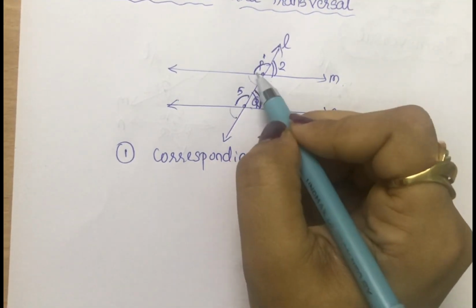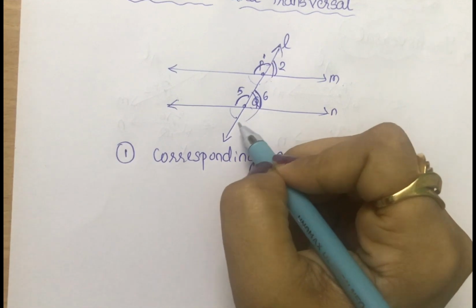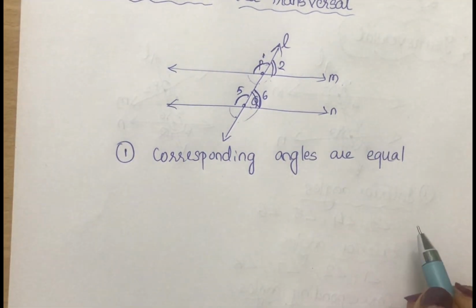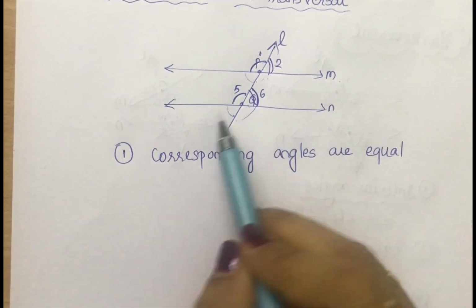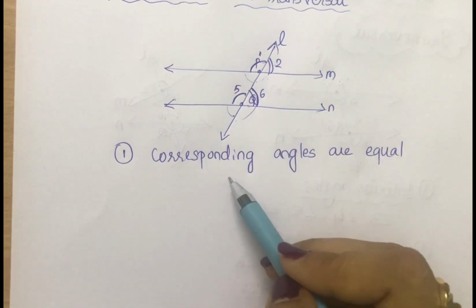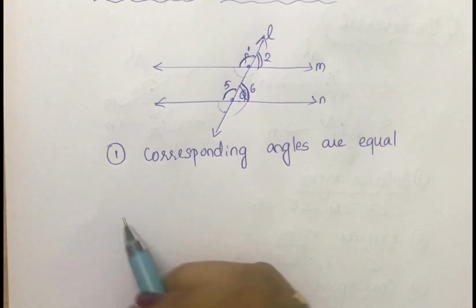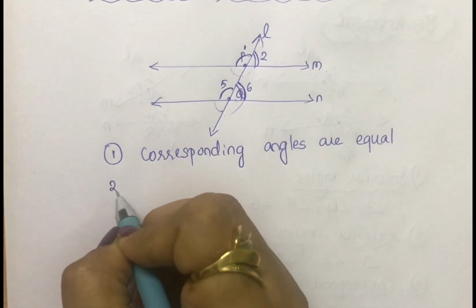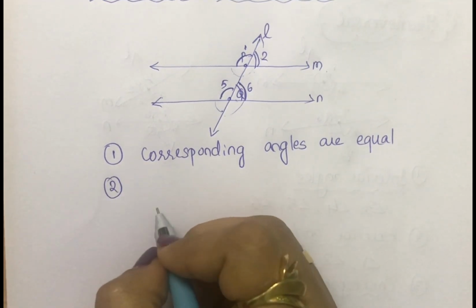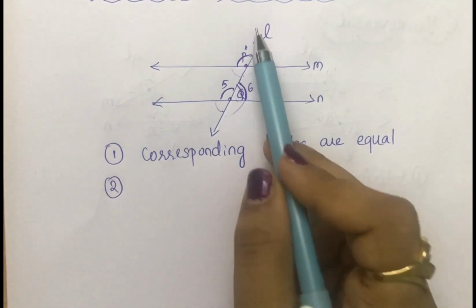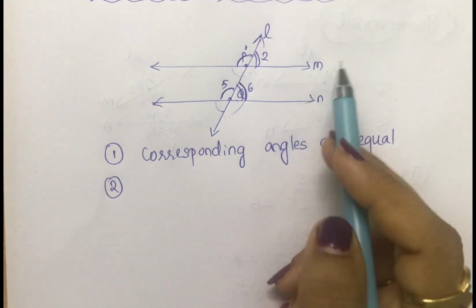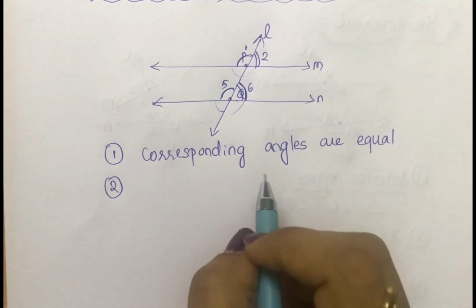These two are corresponding angles and these two are corresponding angles. Okay, so when the lines M and N are parallel and the transversal intersects them, first thing, corresponding angles are equal. So the second one is, if a transversal intersects two parallel lines, each pair of alternate interior angles are equal.